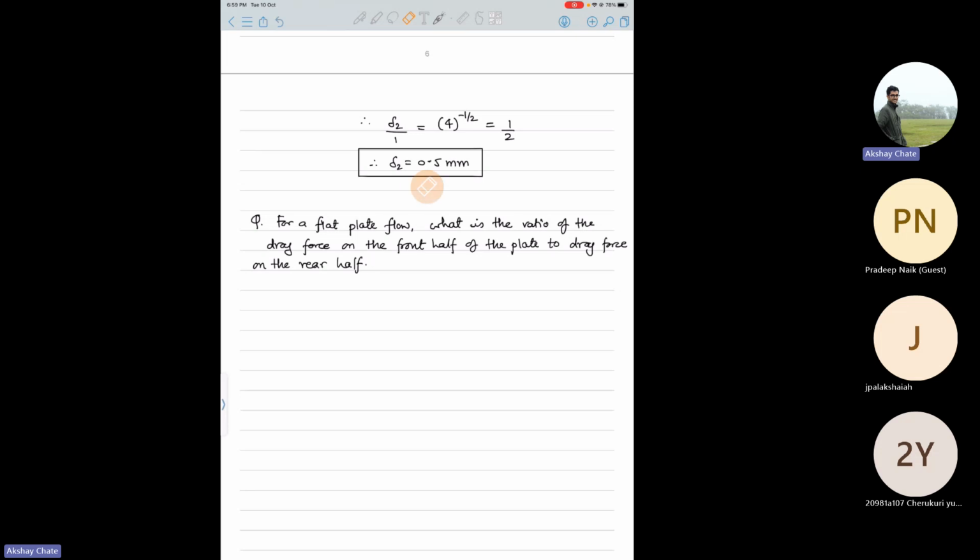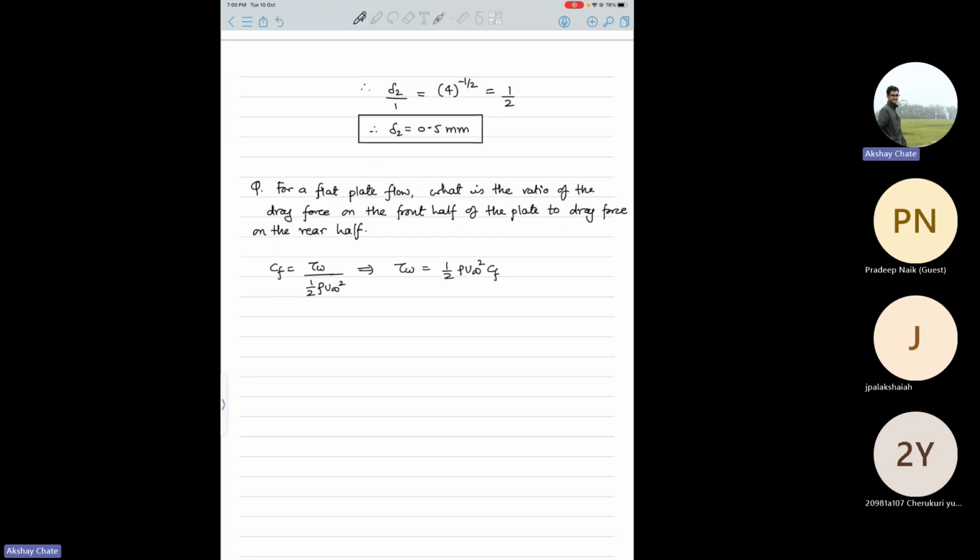So we know that we have this CF, which is tau wall by half rho u infinity square, right? So that means your tau wall is nothing but half rho u infinity square into CF. And what is tau wall? Tau wall is nothing but the drag force upon the area. And for a flat plate, what is the area? Area is nothing but the width into length, correct? We'll call this width, let's say, B. Oh, it again becomes BL, boundary layer. We'll use some other symbol for this. Let's say W. So this becomes WL.